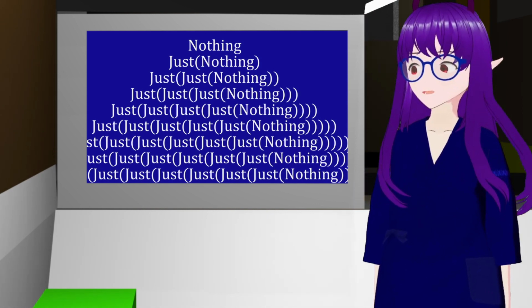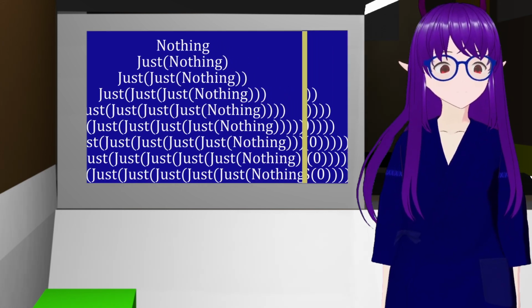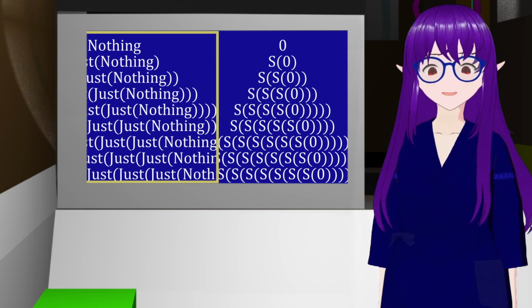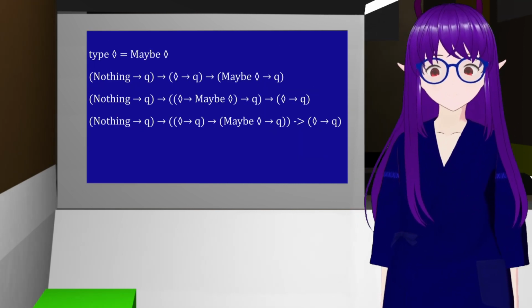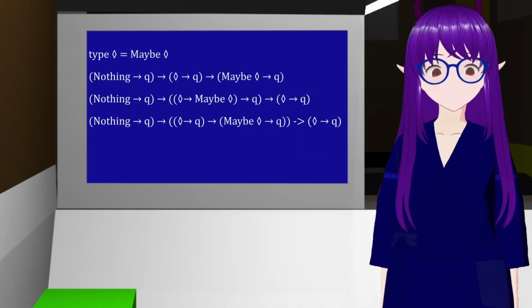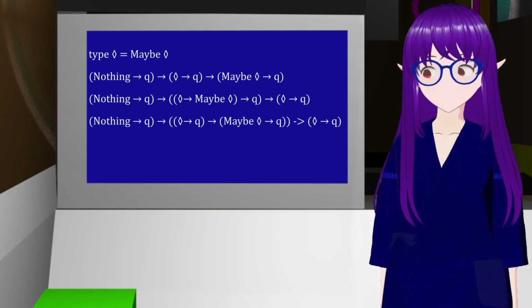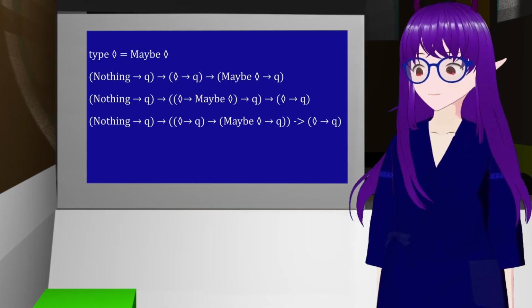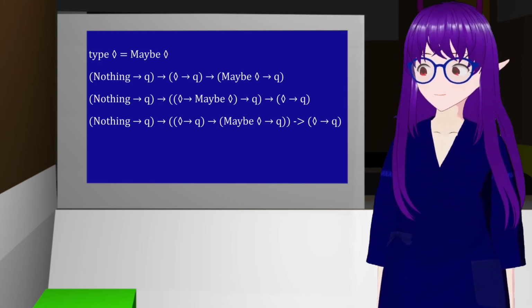Hold on, this type looks familiar. It's just the counting numbers with different labels. And how about our maybe induction? If we shift around a few symbols, that's just the induction for the counting numbers. Fixed points make circular definitions useful.